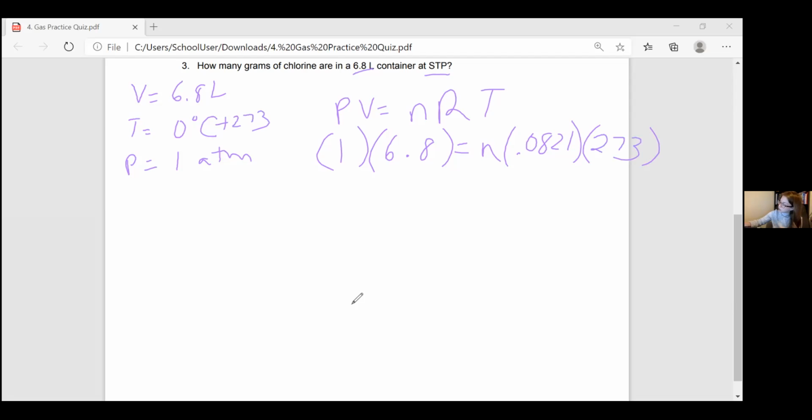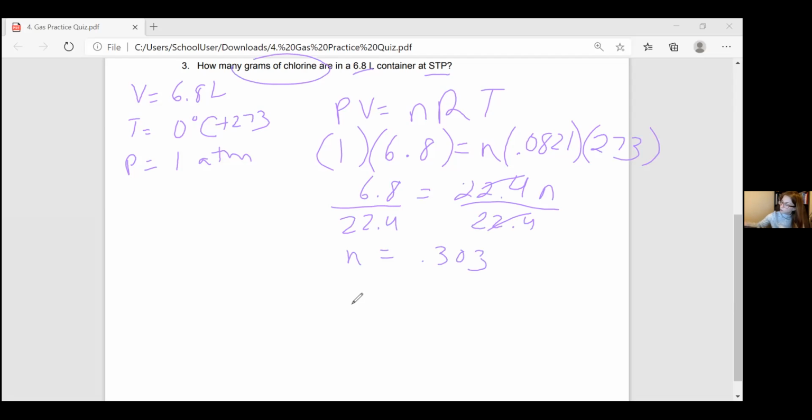This is going to allow me to solve for the moles. I'm trying to get the moles by itself because that's the only unknown I have. So my moles is 0.303.